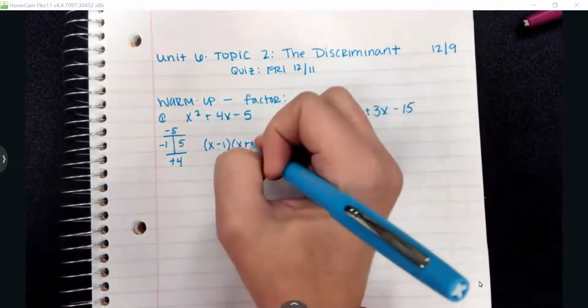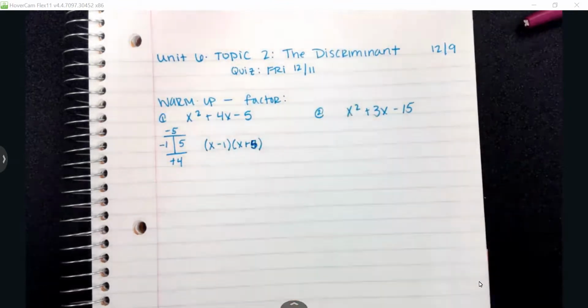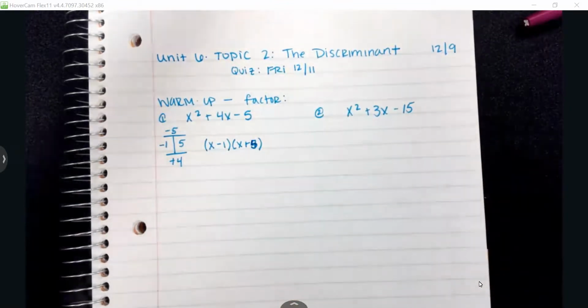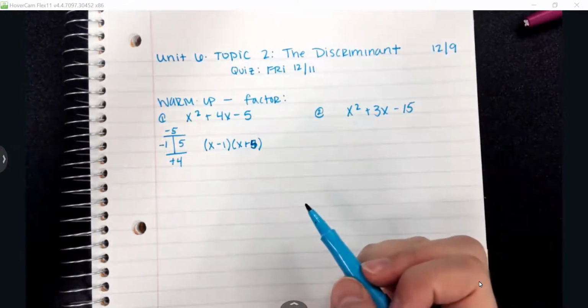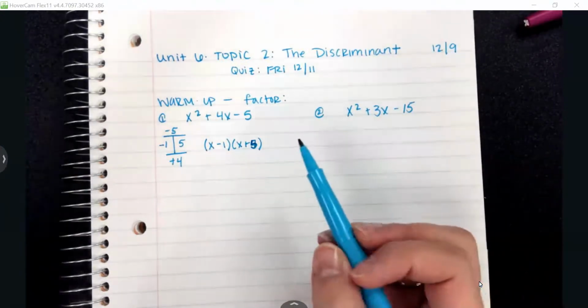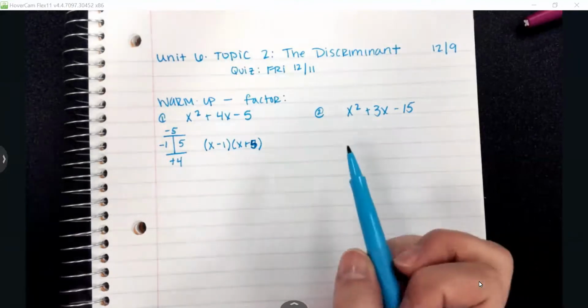Oh, yep, +5. Sorry. Thank you. Woo, good thing you're paying attention. So good job, +5. So do I now need to multiply or divide or do anything else, or am I done? I'm done. Why? Because I was factoring, okay?